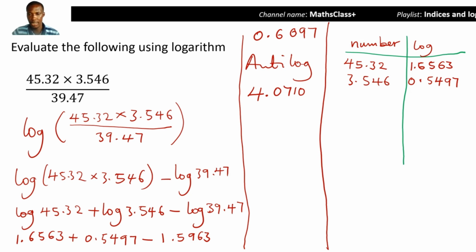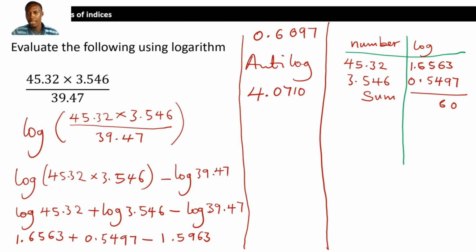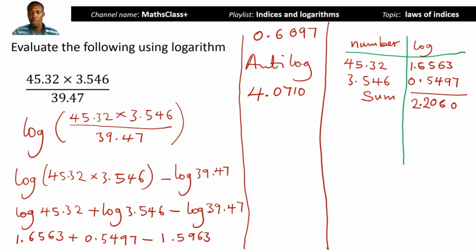So we find the sum of the two. 7 plus 3 is 0 remainder 1. 6 plus 9 will be 15 plus the remainder 1, that will be 6 remainder 1. 5 plus 4 will be 9 plus the remainder 1 will be 10, so 0 remainder 1. 6 plus 5, that will be 11, plus the remainder 1, that will be 12, so 2 remainder 1, and that will be added to this one, and that will be 2. So when we do the summation, we get 2.2060.